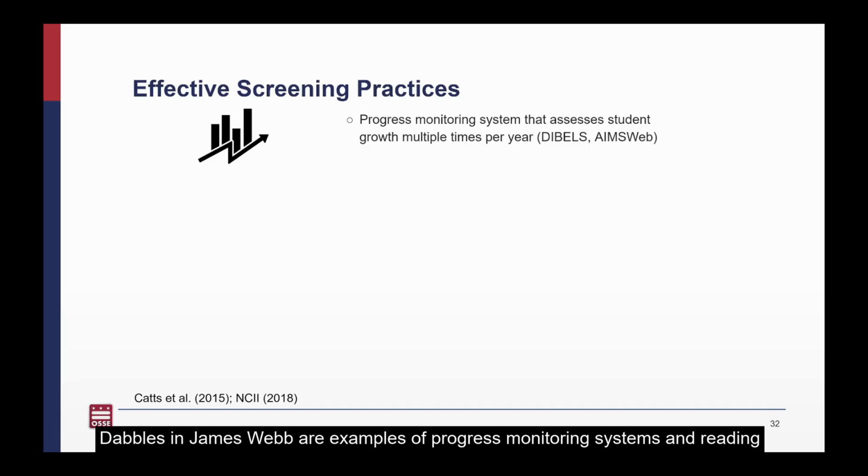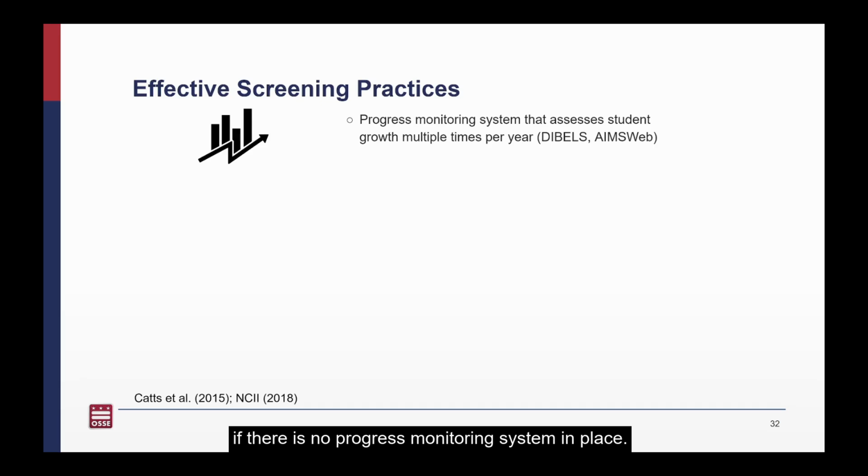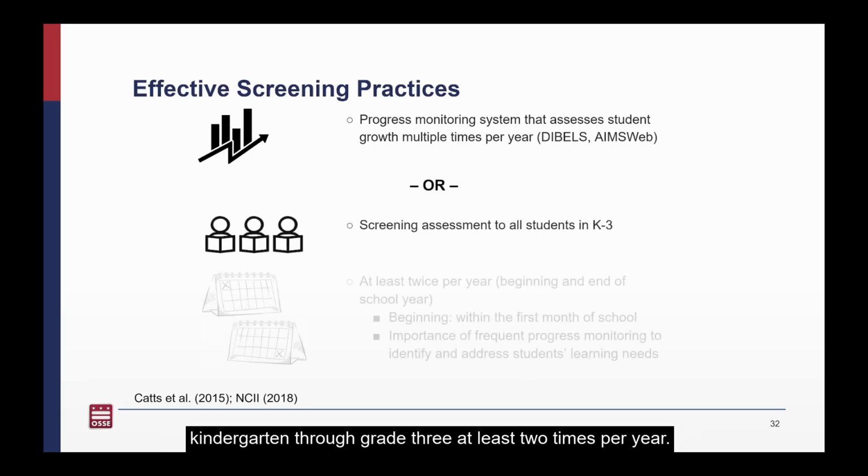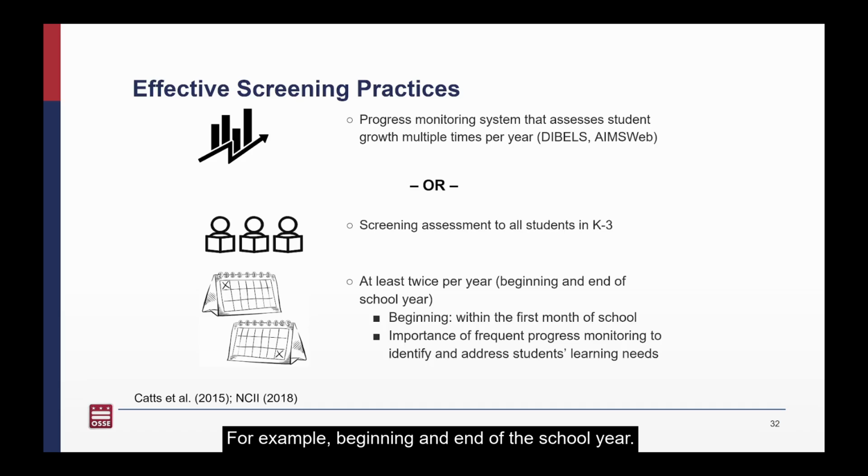DIBELS and AimsWeb are examples of progress monitoring systems in reading. If there is no progress monitoring system in place, a screening assessment should be administered to all students in kindergarten through grade 3 at least 2 times per year, for example, beginning and end of the school year.